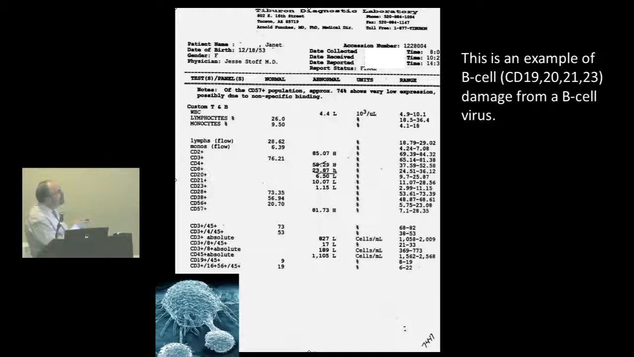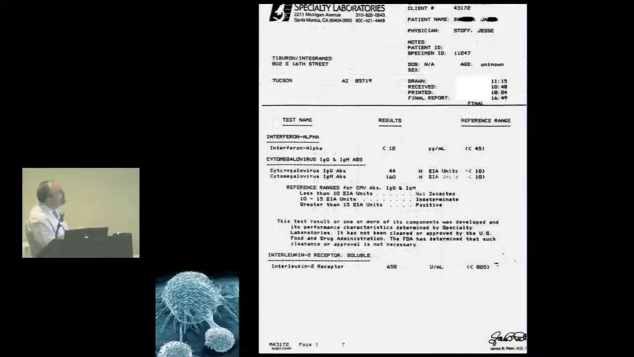So, okay, this is an example of B cells, B cell markers, CD19, 20, 21, and 23. See, the CD20, 21, 22 are all running low. They're getting chewed up over here, and the reason they're getting chewed up is because there's an active cytomegalovirus in the person's system chewing the hell out of those B cells. CMV and EBV are two nasty B cell viruses that cause problems. So we'll see in a second.